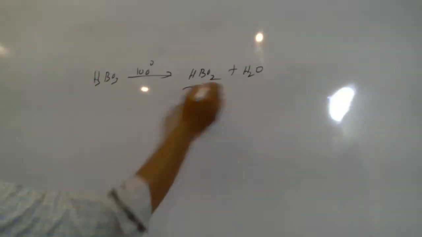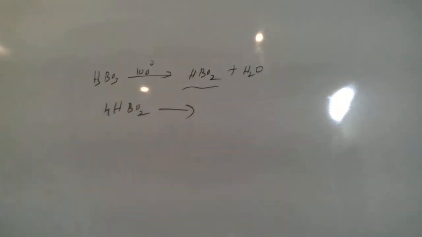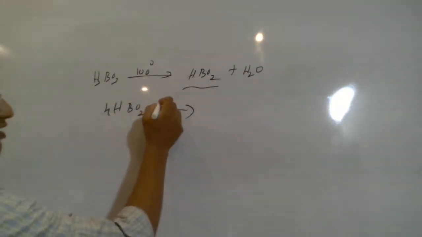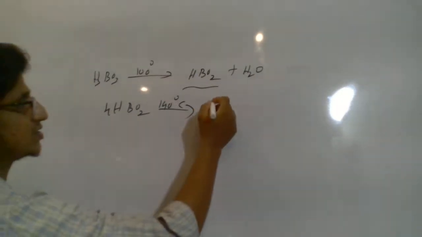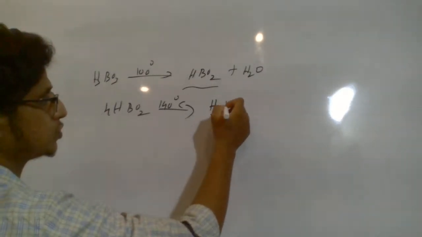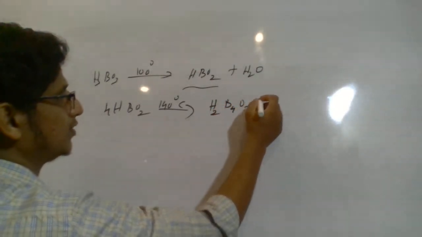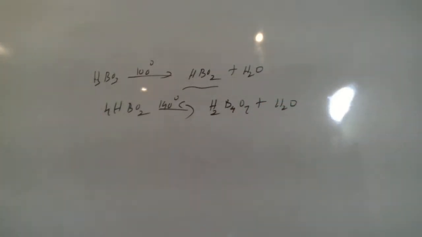Again, now this metaboric acid, when heated to a higher temperature, that's now around 140 degrees Celsius, you get another boron compound that we call tetraboric acid, H2B4O7, and water will be released. So that's another boron compound.